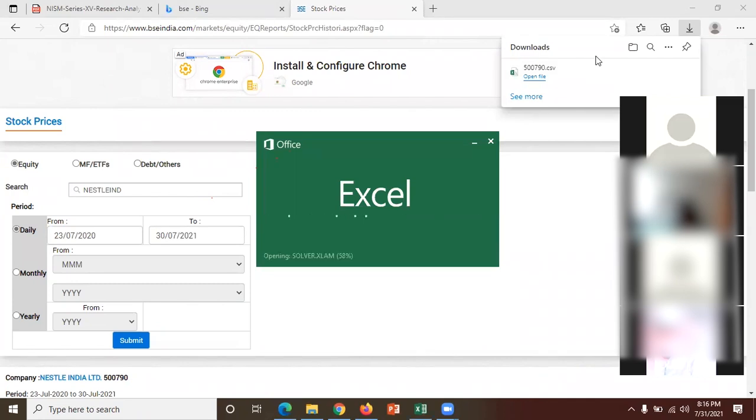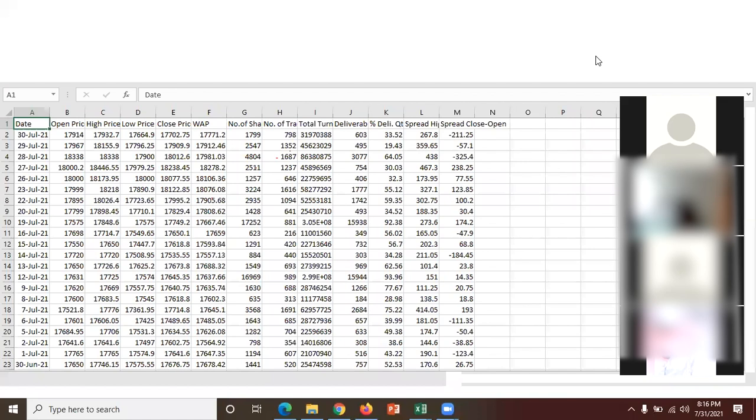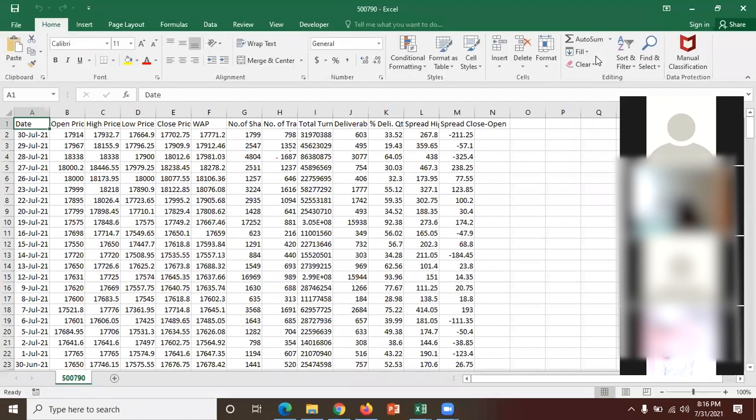Historical data of equity with ETFs. See, now for this duration, you get the open price, high price, low price, close price. WAP क्या होता है?